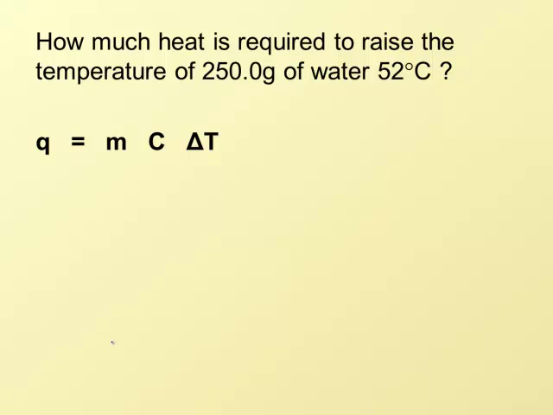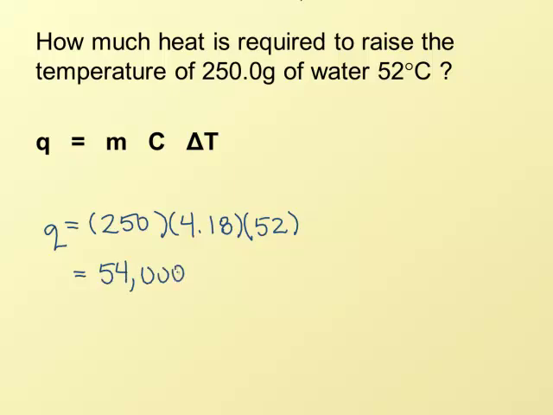We're going to use the same equation, but this time we're solving for Q. The mass of the water is 250 grams. The specific heat that you have memorized is 4.18. And this question gives us the temperature change, not the final and initial values, but the change itself. So we substitute that in. When we solve for Q and round off to two significant figures, because of the temperature change, we get 54,000 joules.